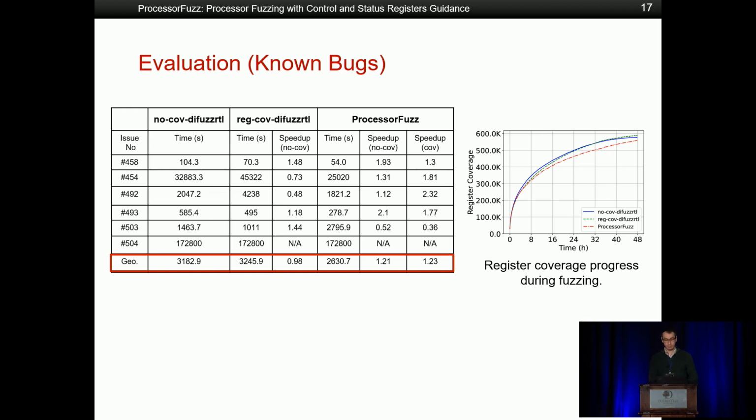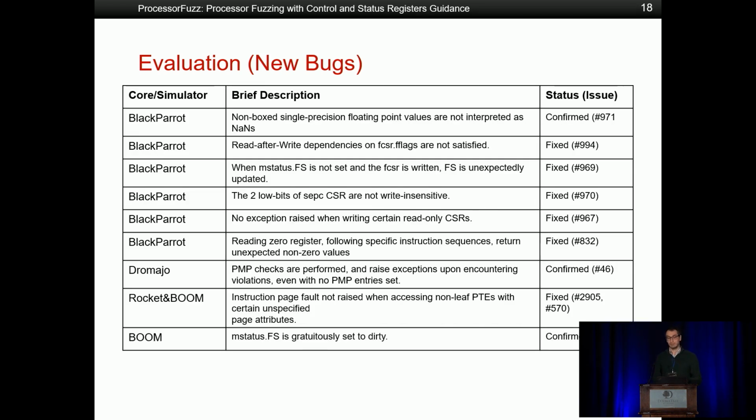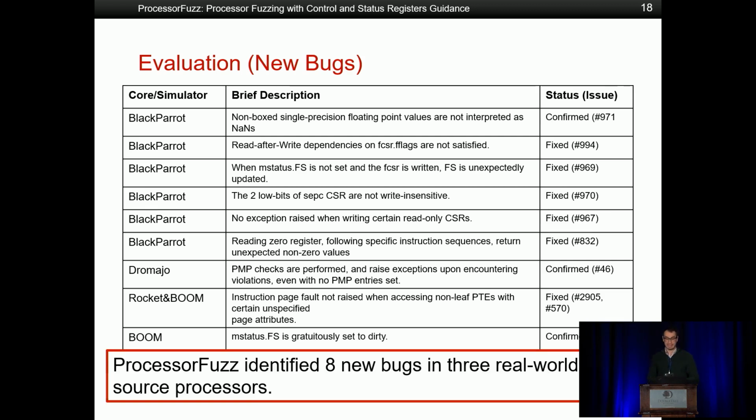Also in the plot, you see how much register coverage each approach achieved. Although over time ProcessorFuzz achieved the least register coverage, it was still able to find the bugs faster, because higher coverage doesn't necessarily translate to faster bug discovery if your coverage metric is not well suited to fuzzing. We also found new bugs in Black Parrot, Ramoja, Rocket, and Boom cores. In total, we identified 8 new bugs in these real-world processors.